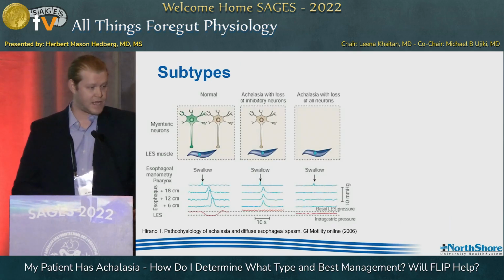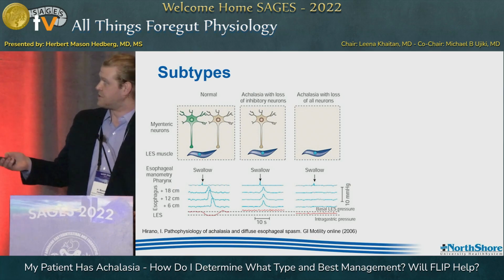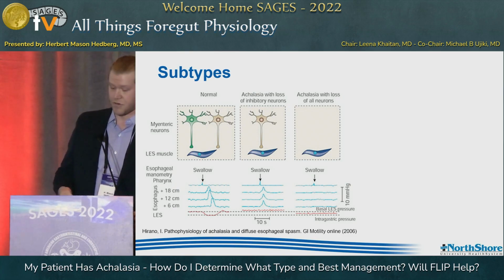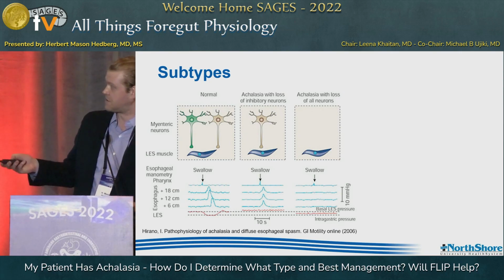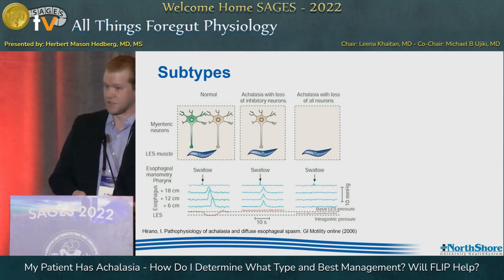So the subtypes, what happens as we lose these neurons? This image shows a normal esophagus with both inhibitory and excitatory neurons, and then on our little low resolution manometry tracing, we can see a normal propagation of a peristaltic wave and relaxation of the LES.